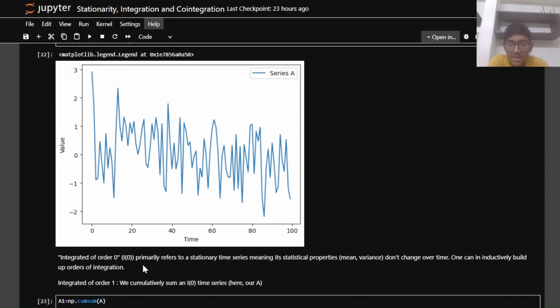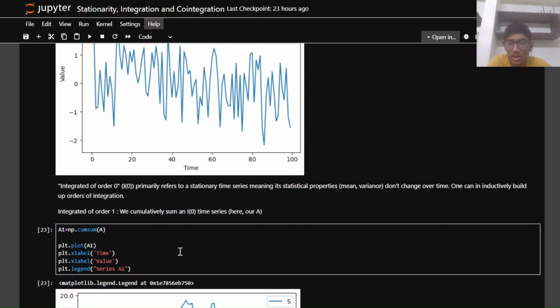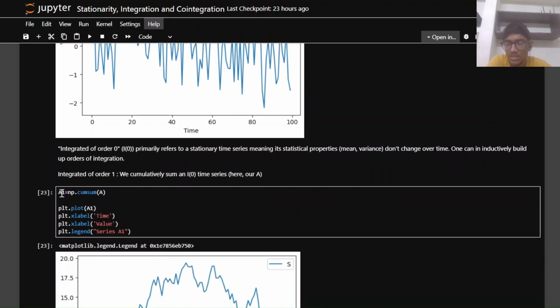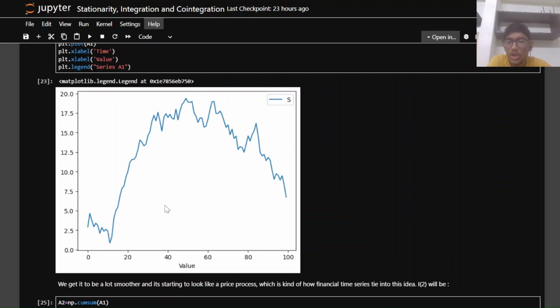So I1 basically would mean that you're cumulatively summing up the I0 time series. I2 would be just cumulatively summing up the I1 time series, and so on. So let us see how your I1 time series would look for time series A. I just wrote the code A1 equals np.cumsum(A), and after plotting it, you see that we get our plot to be a lot smoother, and this I1 plot for the time series A starts looking more like a price process. And this is kind of how the financial time series tie into this idea, right?